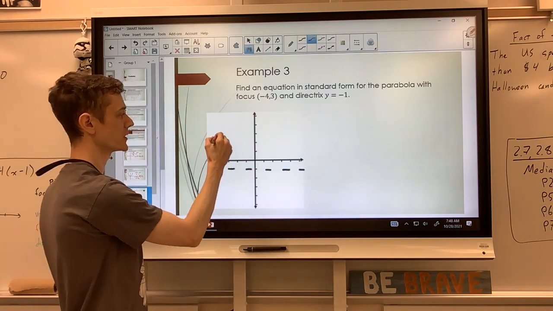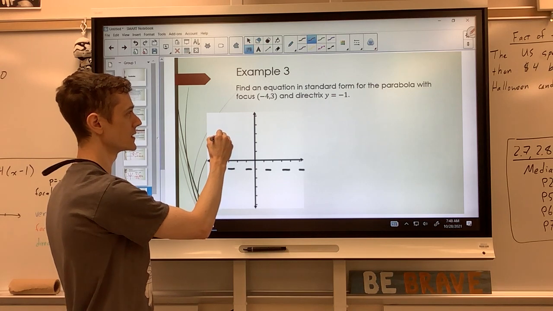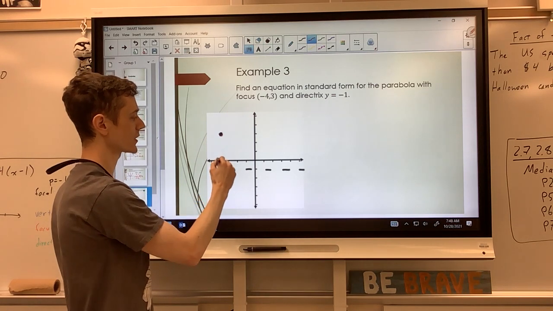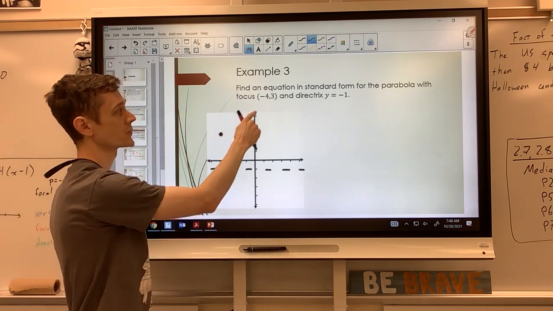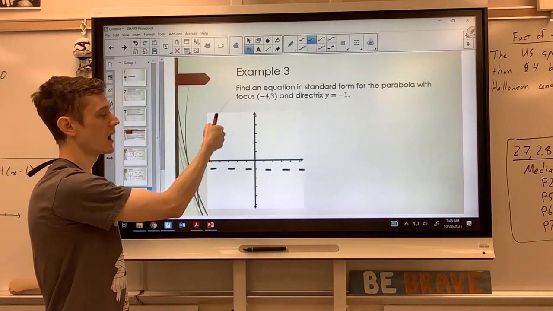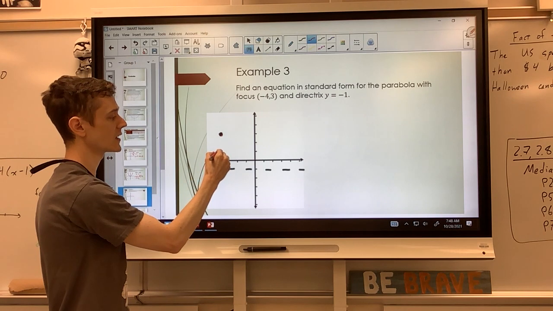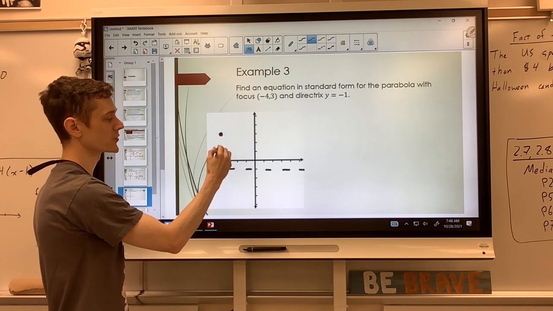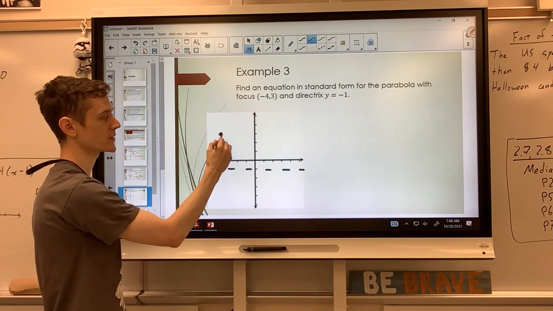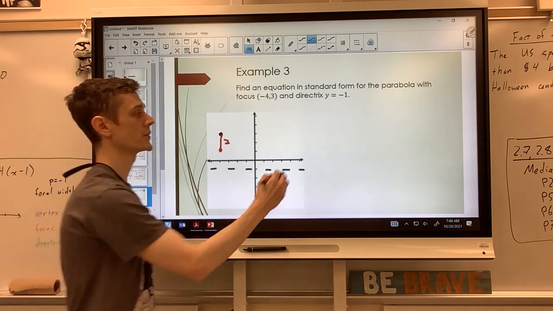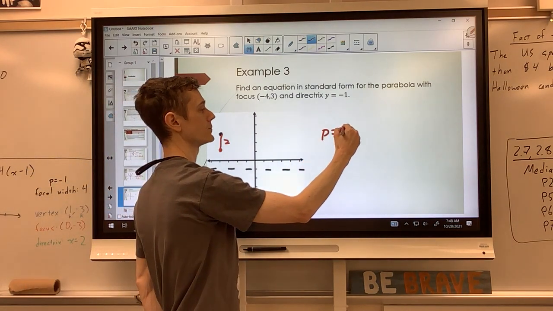So we want to measure the distance between the focus and the directrix, and we can actually find the one that's halfway between. Since this isn't my vertex, which dot would be exactly an equal distance from both of these? That would be this dot right here. And then I can measure the distance from the vertex to the focus. In this case, that is a length of 2. So I know P is 2 based on that.